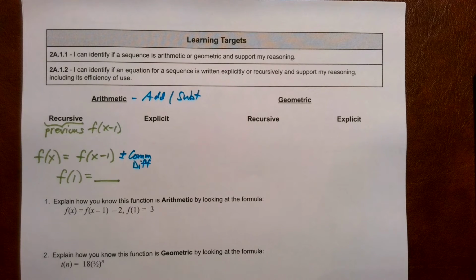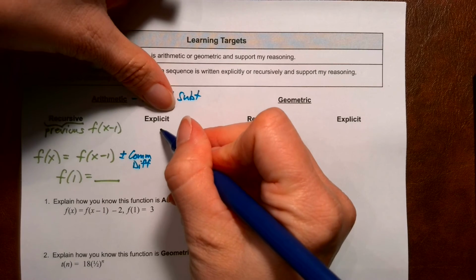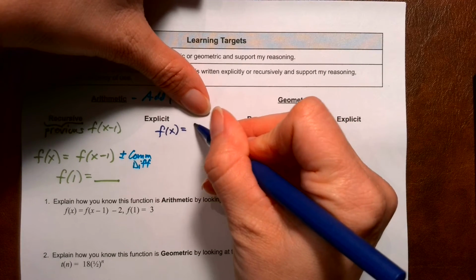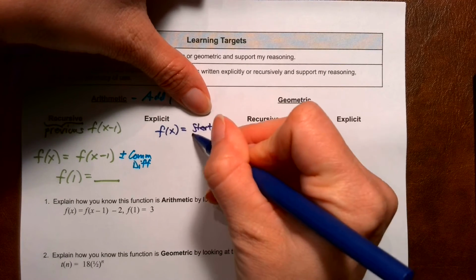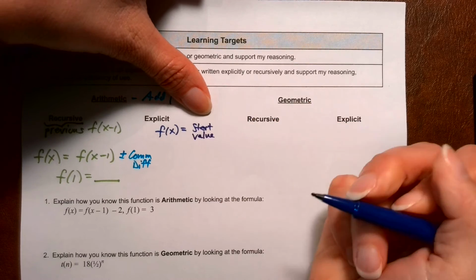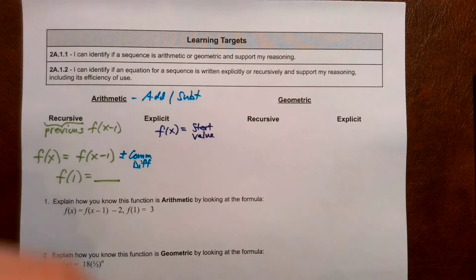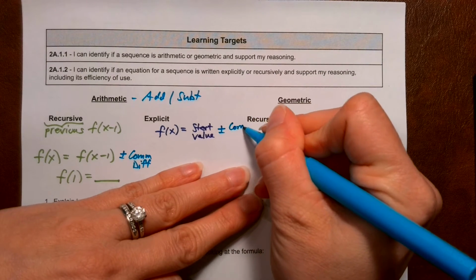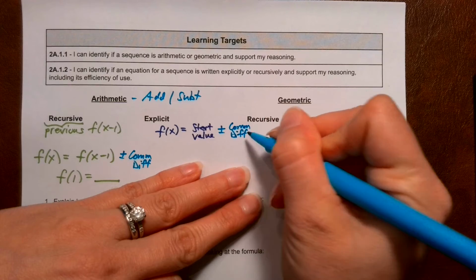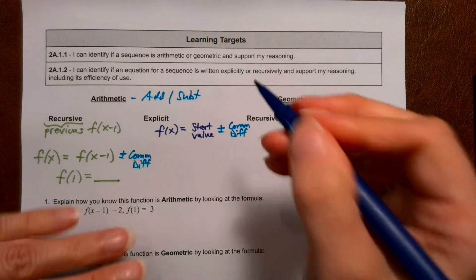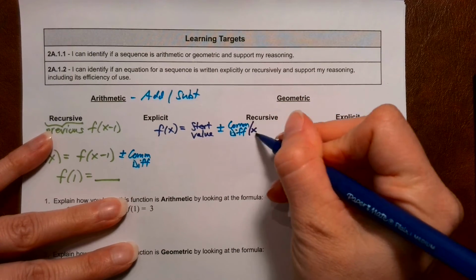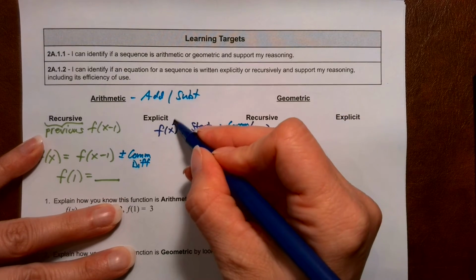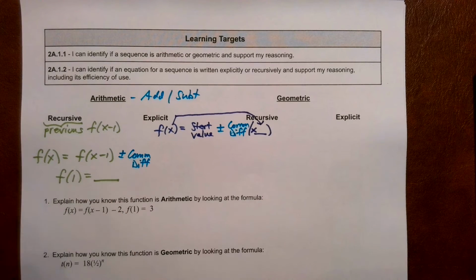Now for explicit, the equation is going to look a little different. It's going to be f of x equals, and then you're going to have some sort of starting value. And then you're going to have, let's use teal again, that common difference. So plus or minus the common difference. But then you're always going to have your variable right here, x, and that could be x plus or minus a number to take it back to 0. So your input variable is going to go right there.